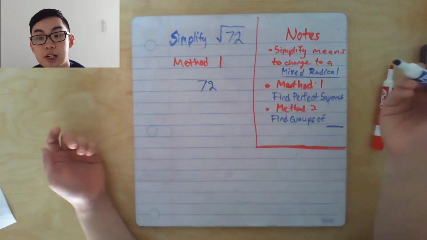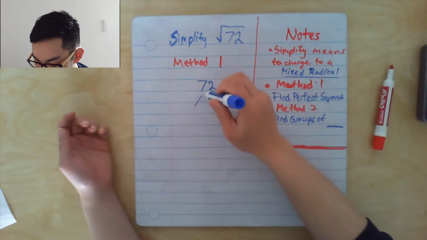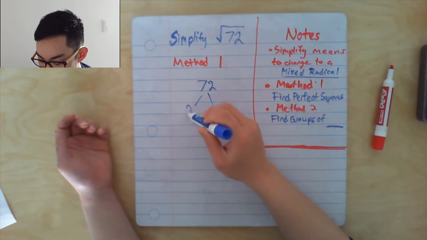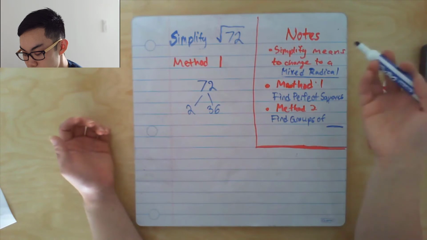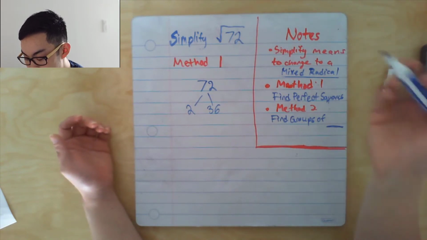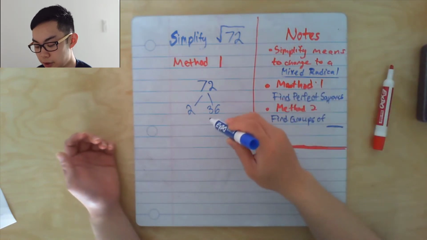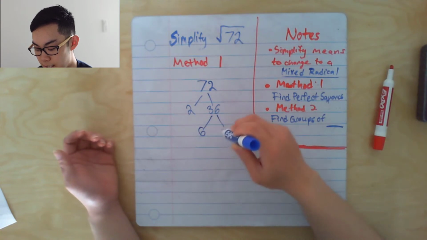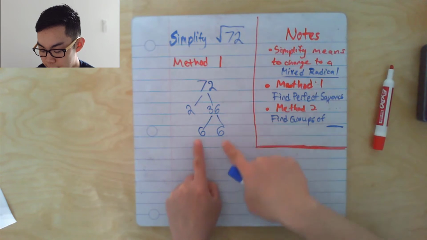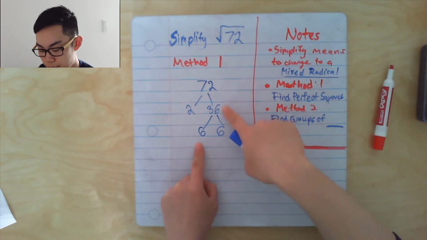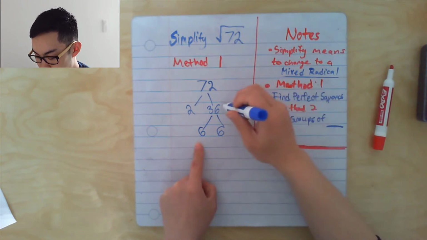I know that 72 is even, and because it's even, I'm going to split that up into 2 and 36, because 72 divided by 2 is 36. And 36 actually breaks down a little further. It becomes 6 and 6. So I actually see a perfect square right there, because 6 times 6 is 36. So that means 36 must be a perfect square.